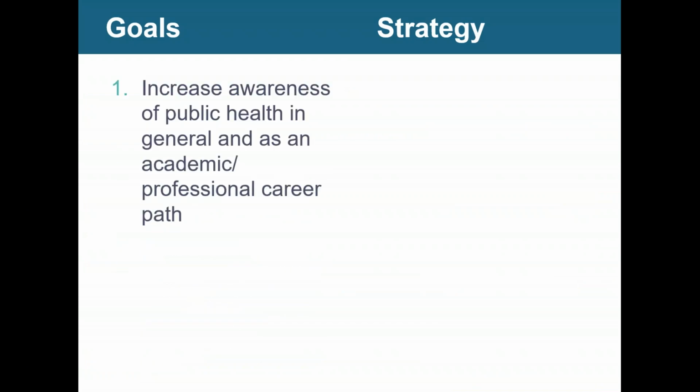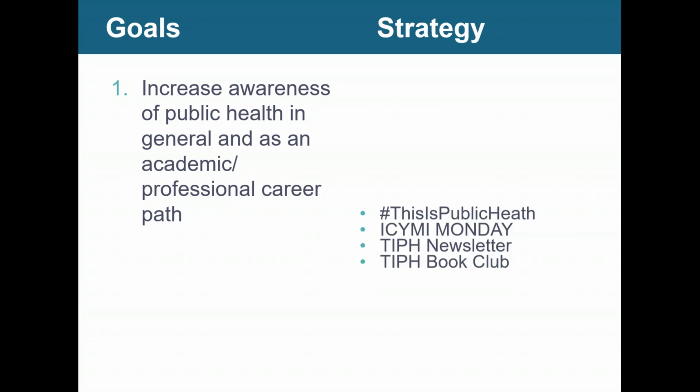The main goal of This is Public Health is to increase awareness of public health in general, but also as an academic and professional career path. You can see that with that 7% growth and that 22 and 23% growth, we really have a lot of room on Instagram and Twitter to focus on this.